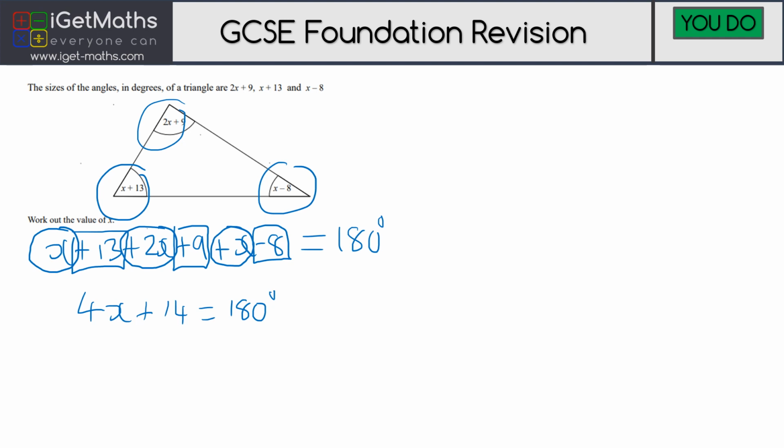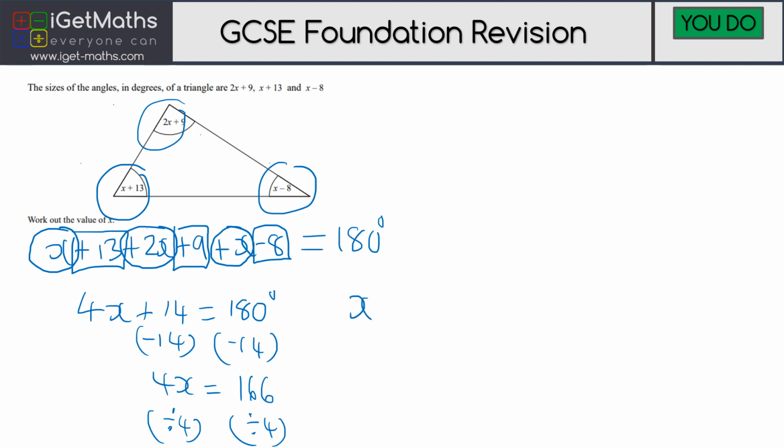And then we're going to solve the equation by minus 14 on both sides. And that gives us 4x on the left hand side by itself. 180 minus 14. Remember, it's calculator paper, so you can use a calculator. It is 166 degrees. And then we're going to divide by 4 on both sides. So we've got 166 divided by 4. Therefore, x equals 41.5 degrees. And you're done.